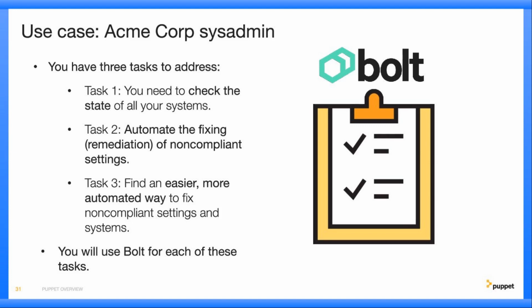So there are three tasks here that we need to address. First off, you need to check the state of all your systems, making sure that at least the state is up and running. The second task is to automate how you're going to do the remediations of those non-compliant settings. So first off, you check the state of your compliance. The second task is you automate the fixing of the configurations that are not compliant. And finally, you will find an easier, more automated way to fix those non-compliant settings. And we're going to use Bolt for each of these tasks.